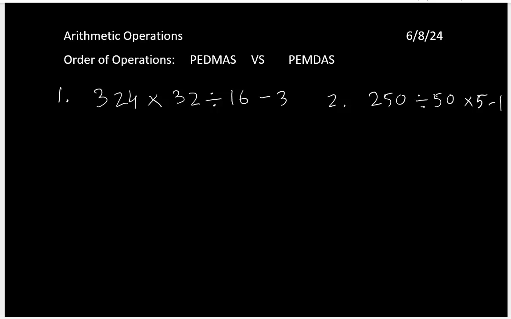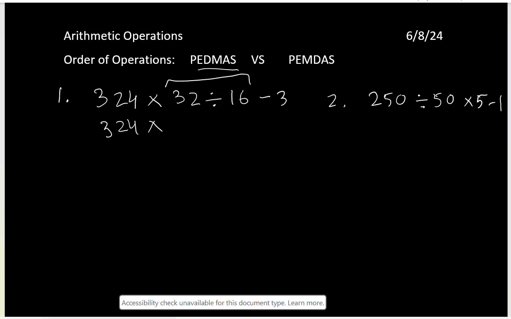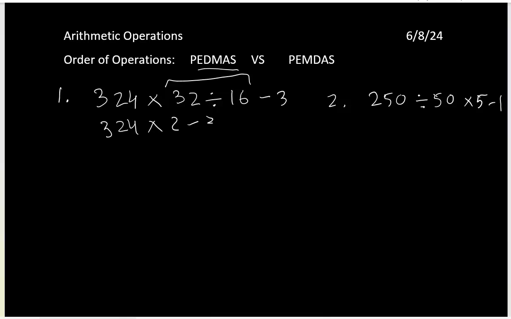When you use PEDMAS, then you are doing 324 times 32 divided by 16 minus 3. Even though multiplication is on the left side, I will not do it. We want to do division first. So 32 divided by 16 is 2, minus 3. And then 2 times 324 gives me 648 minus 3, and that is 645.